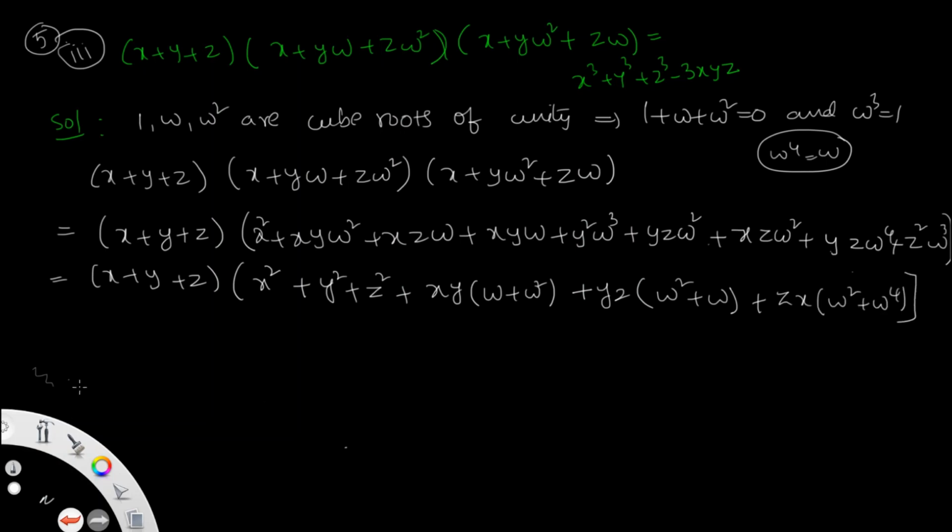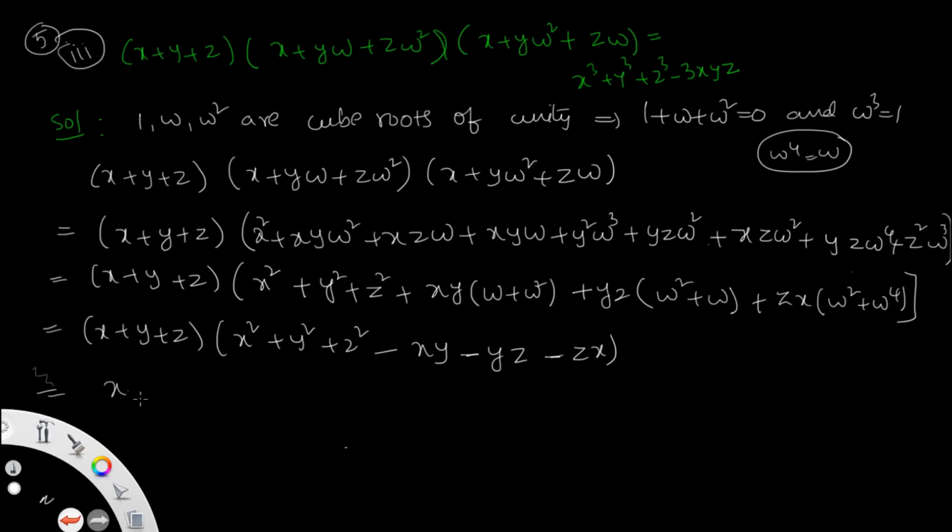Then you get x plus y plus z into x square plus y square plus z square minus xy, because omega plus omega square is nothing but minus 1, and this has 2, minus yz minus zx. Then it goes to the basic formula. Then you get x cube plus y cube plus z cube minus 3xyz. That's all. This is the fifth bit, second question.